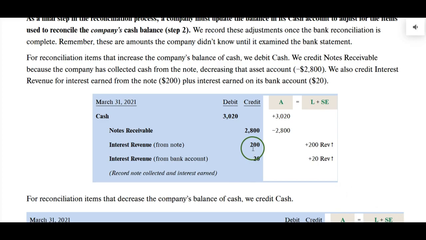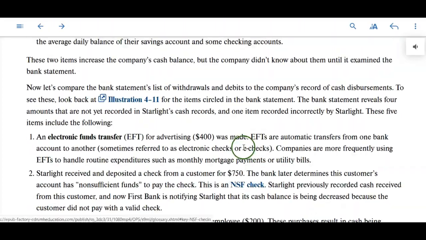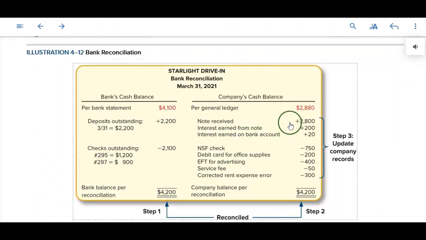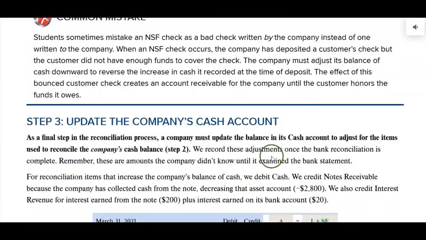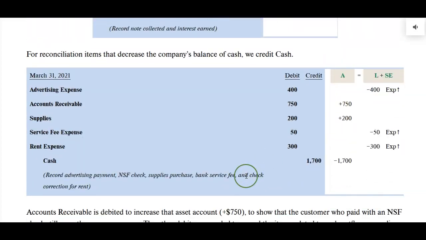So these three items, let me go back up, are these three right here. So this is going to be only one debit to cash and 3 credits to these various accounts. Now we need to make an entry for all these. We're going to see quite a few debits for these, and then 1 credit to the cash account, because these reduced our cash account. Let's find that entry, and here it is.